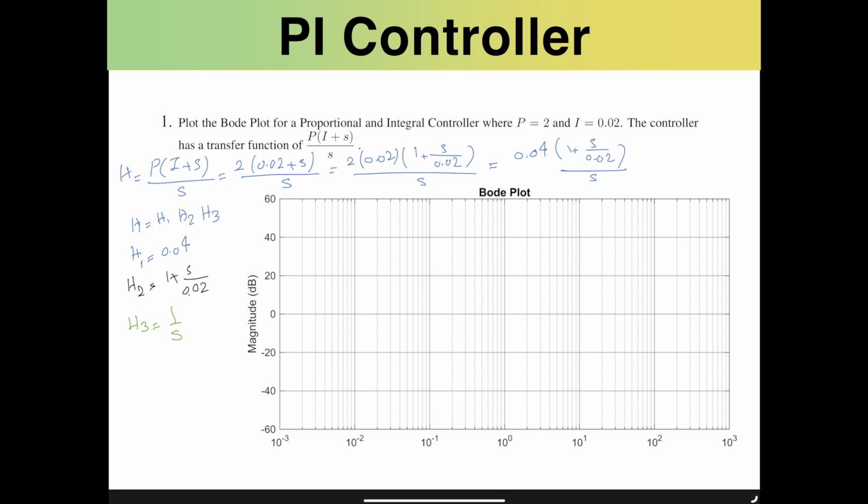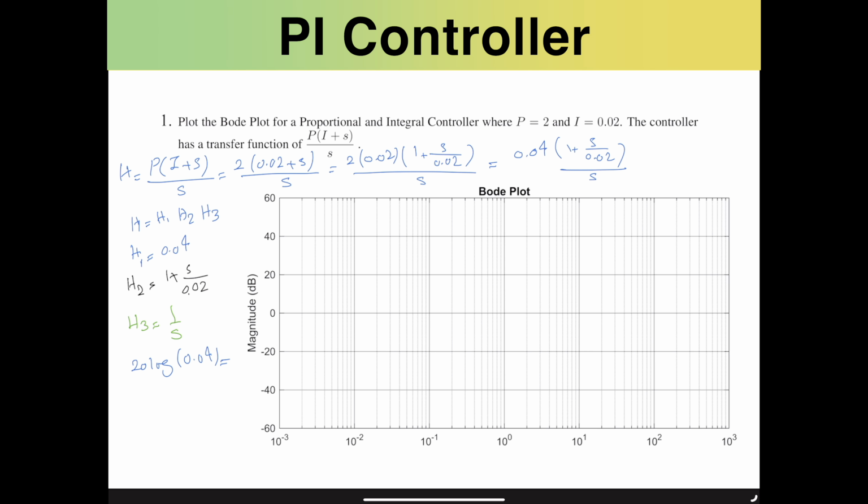green. Okay, so let's start with the first one as H1, which is a constant number of 0.04. So we just need to get 20 log of 0.04 in order to make the bode plot of H1. If you calculate this, you would get to a value of around minus 28 dB. So that means that we need to just plot a constant line at minus 28, roughly here, that doesn't depend on frequency. So this is actually H1.